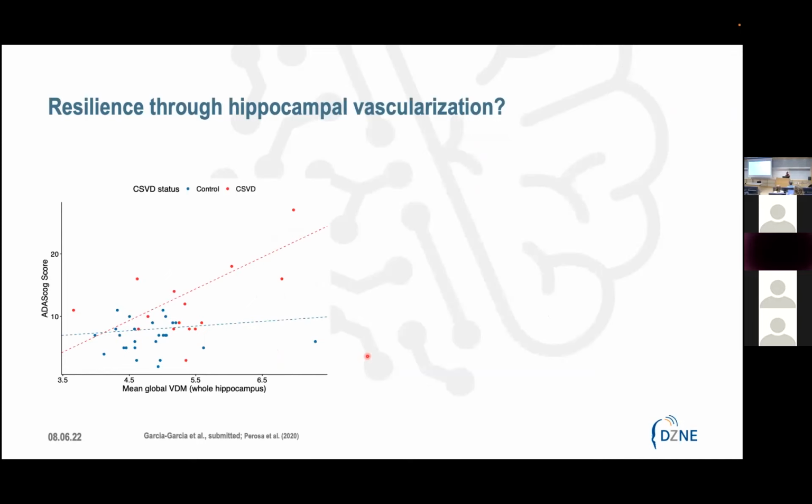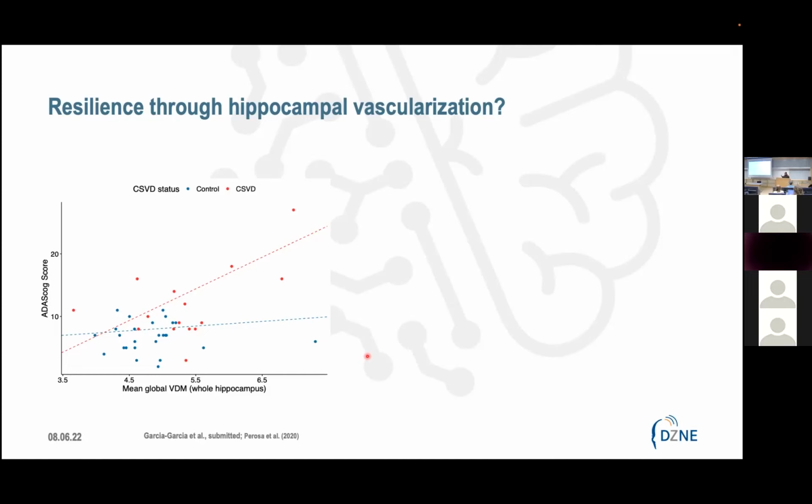Berta then looked again at the associations of these metrics with cognition, and it's only shown here as an example for global VDM, but it's really the same for all three metrics. And she found an interaction effect between those metrics and CSVD status. What that means, you can nicely see on this graph, where the blue points are the controls. You can see that in the controls, the VDM metrics don't really seem to influence how good cognition in these controls actually is.